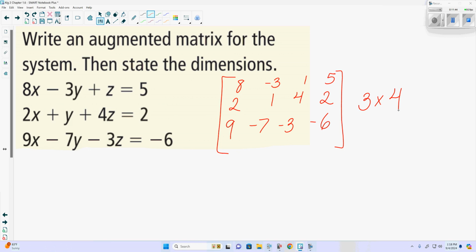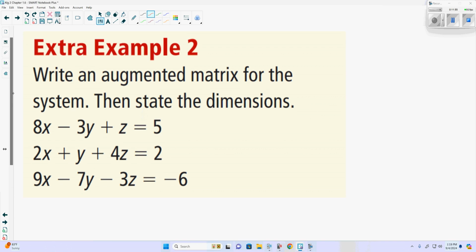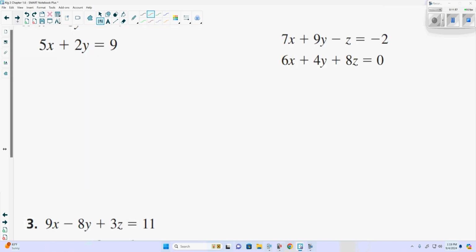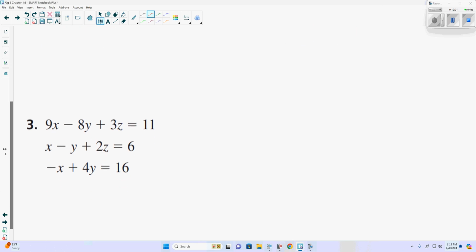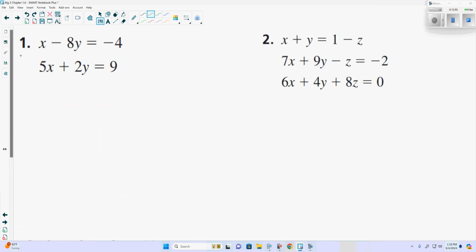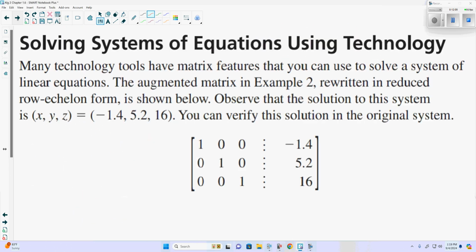How do we feel about these here? We feel good with writing augmented systems. Do we need to see another example of writing an augmented system? I mean, for the most part, it's just getting all the variables on the same side and in the correct order. Let's look at this here.